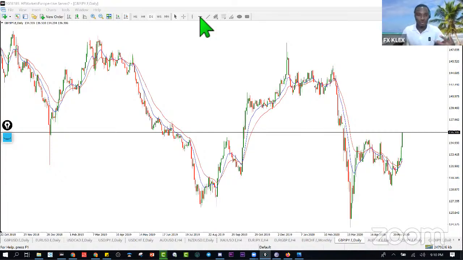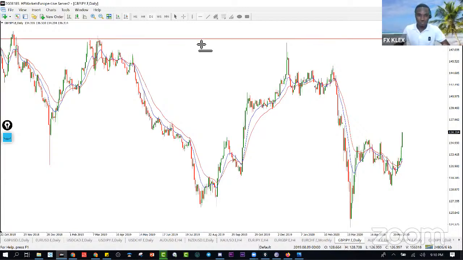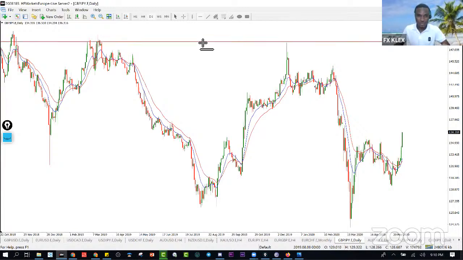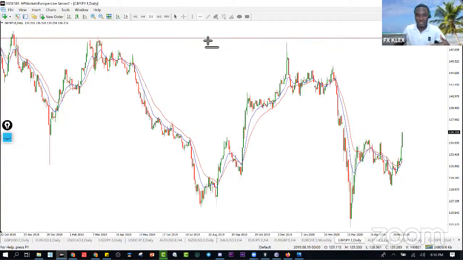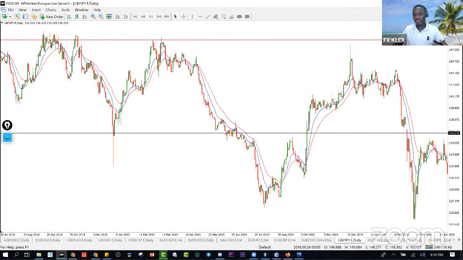So what I need to do right now to implement the right support and resistance zone on my trading chart is to click right here, that is a horizontal line, then start to get the swing highs and swing lows of this currency pair. The highest swings I got right here, you can see, a high swing right here, a high swing right here.